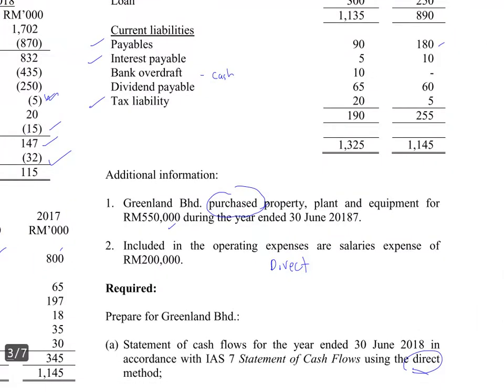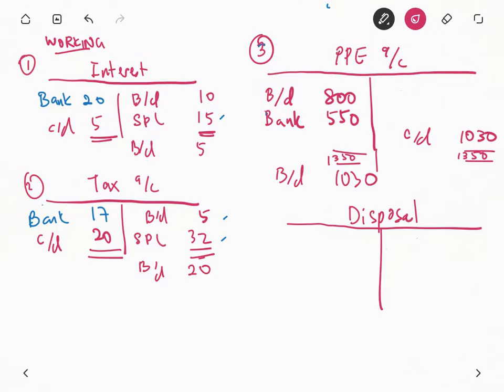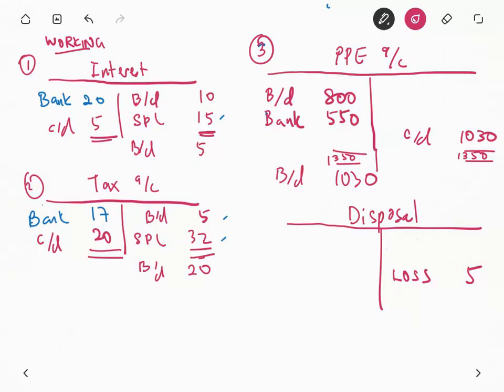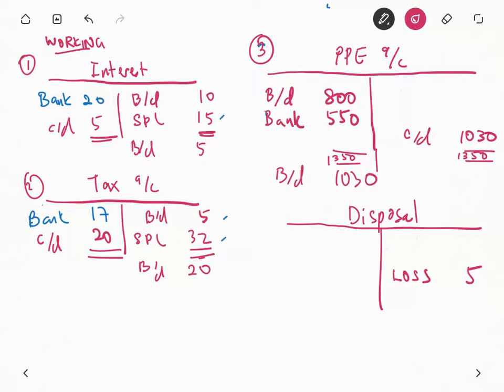Any more? Any more? Sorry? Loss on disposal of your asset, 5. Who went? Loss. Here, right? 5. What else? Depreciation, 250. Who went? Is it here? Depreciation charge during the year, 250.